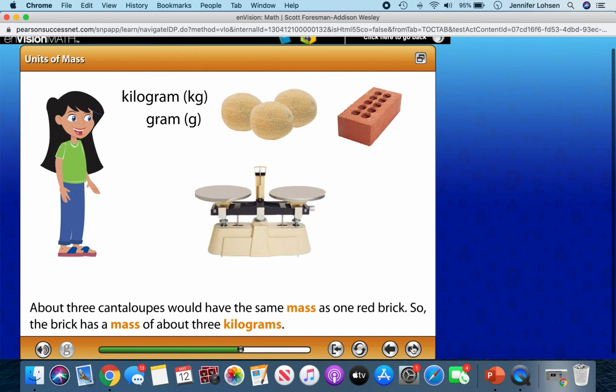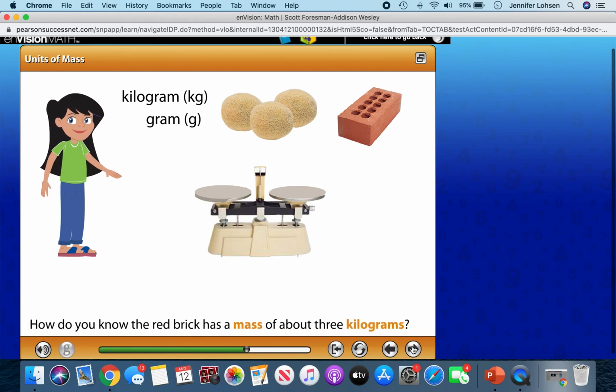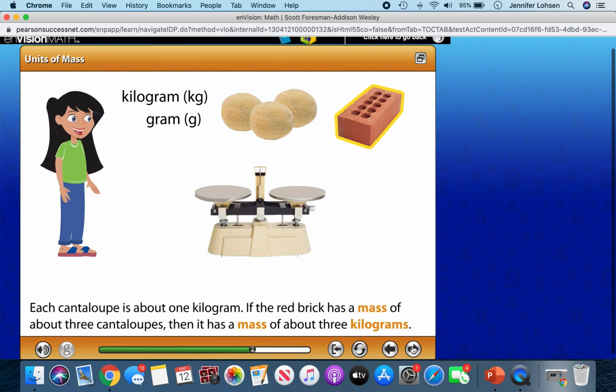About 3 cantaloupes would have the same mass as one red brick. So the brick has a mass of about 3 kilograms. How do you know the red brick has a mass of about 3 kilograms? Each cantaloupe is about 1 kilogram. If the red brick has a mass of about 3 cantaloupes, then it has a mass of about 3 kilograms.